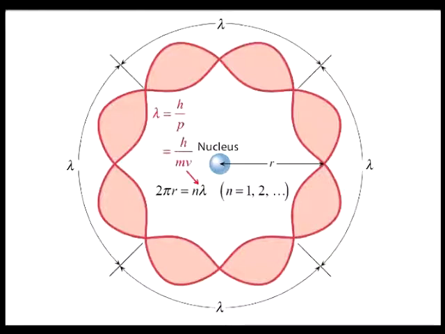The condition for standing particle waves becomes 2πr = nh/mv. A rearrangement of this result gives mvr = nh/2π, which is precisely what Bohr assumed for the angular momentum of the electron, L_n.